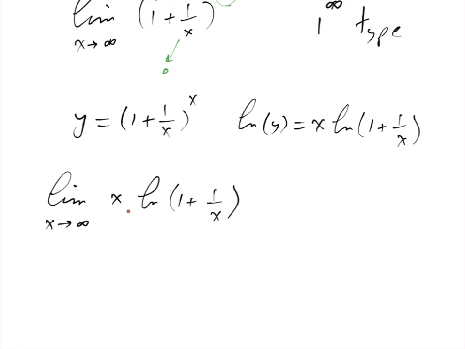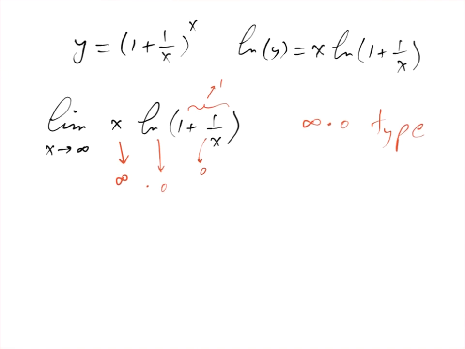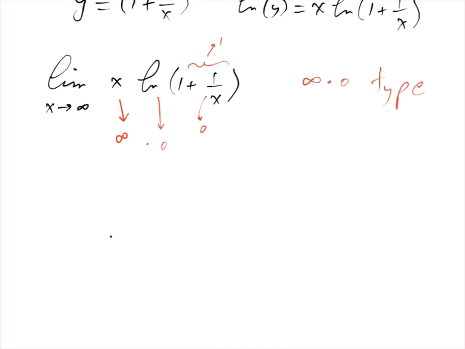So let's see, x goes to infinity. This 1 over x goes to 0, right? 1 plus 0 is 1. So this tends to 1, and ln of 1 tends to 0. So this is infinity times 0 type. So we need to turn it into a 0 over 0 or infinity over infinity. So let me keep the log in the numerator.